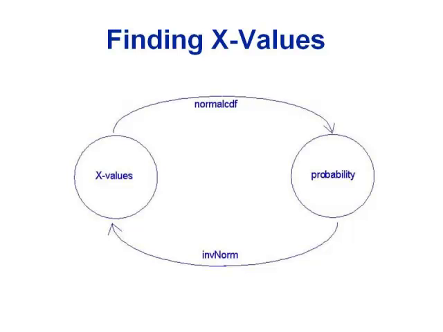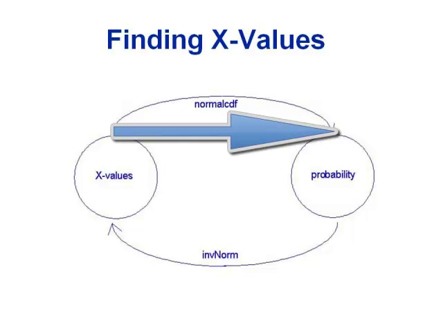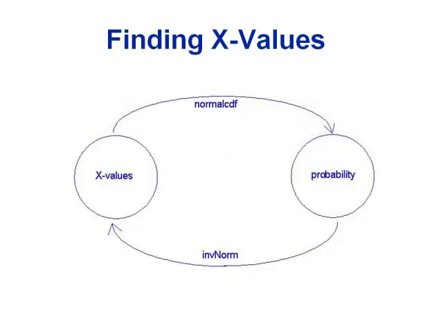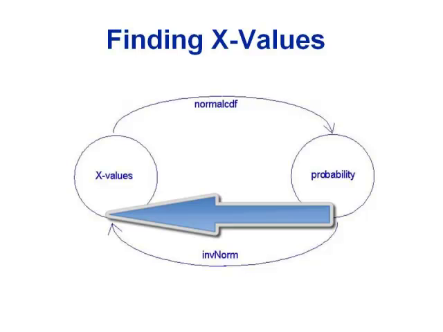Now that we have both directions, it can get a little confusing knowing when to use which one. So just a visual here, if you have an x value or an interval and you want the probability, then you use normal CDF. If you have the probability and you want to know what the interval needs to be, then you'll use inverse norm.